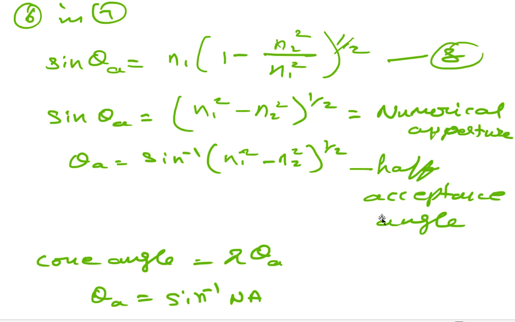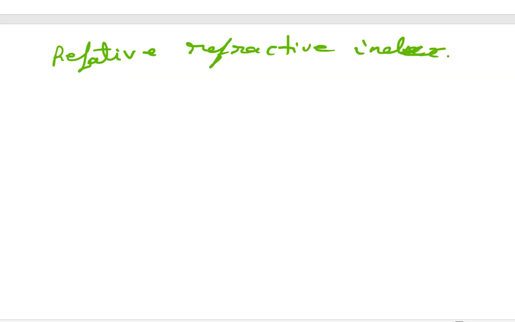So we have derived numerical aperture, which comes as a 12 mark question. And one more term we can add extra. We can relate relative refractive index and numerical aperture. So the relative refractive index between two mediums is equal to n1 square minus n2 square by, this is a general formula for relative refractive index, n1 square minus n2 square.